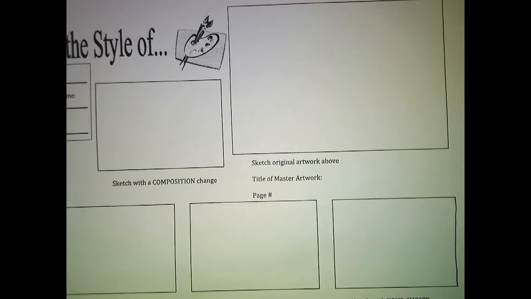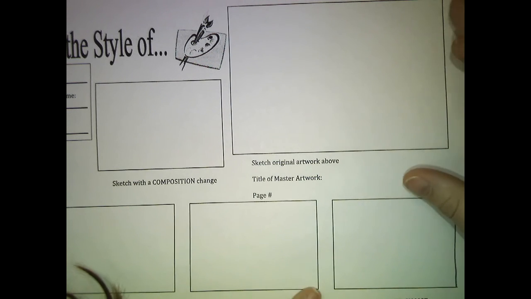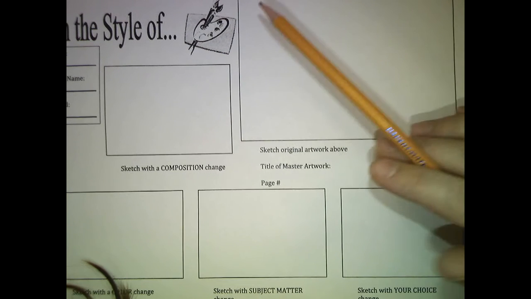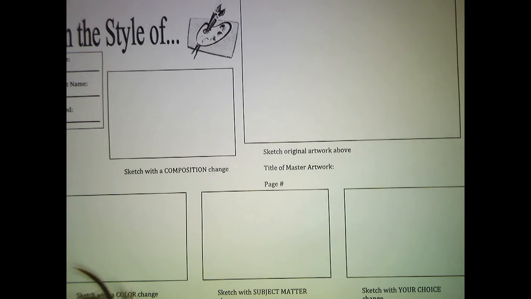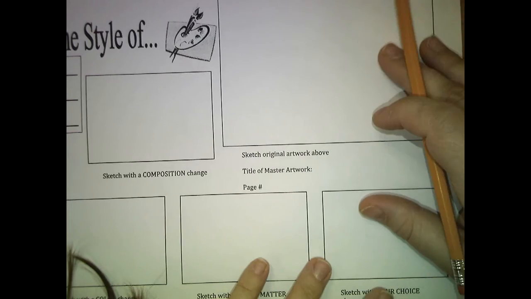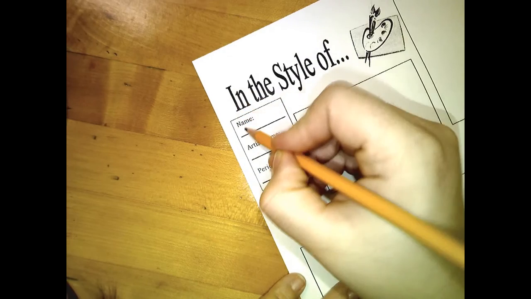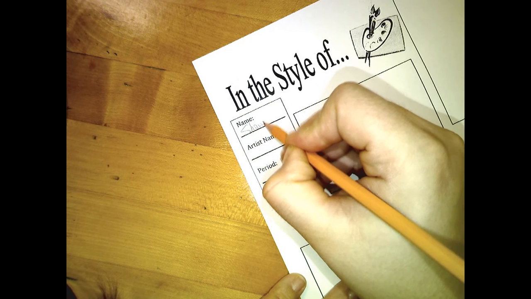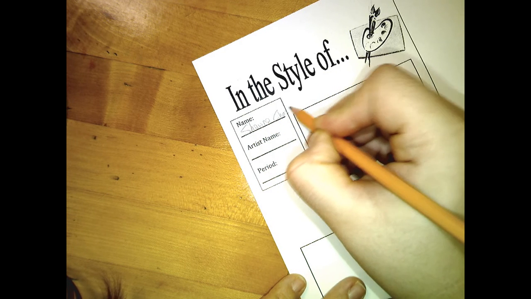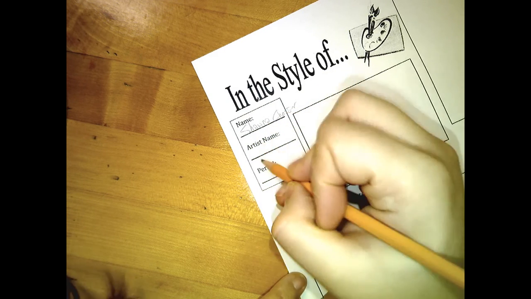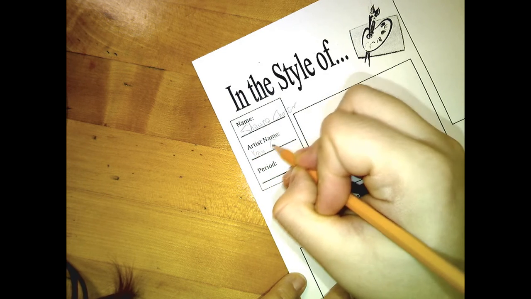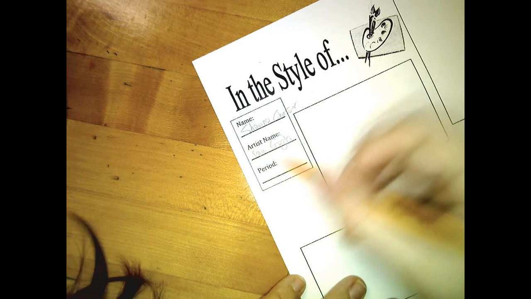Alright, ladies and gentlemen, I'm going to go over how to complete your in the style of proposal. So, the first thing is, once you've picked your artist, you need to write your name over here. Your artist's name, you can just write the last name if you want, you don't have to write the full name, and your period.